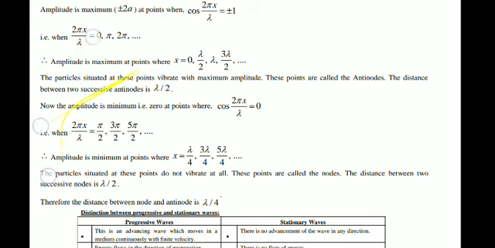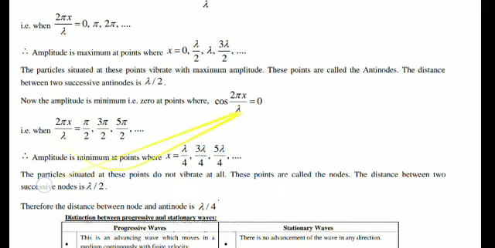So when 2 pi x divided by lambda has these values, then cos of 2 pi x divided by lambda will be plus minus 1, and then the amplitude will be equal to plus minus twice a, which is maximum. So the amplitude is maximum when x equals, since 2 pi x divided by lambda is equal to 0, x will also be 0. When 2 pi x divided by lambda is equal to pi, then x will be lambda by 2. For 2 pi, x will be equal to lambda. For 3 pi, it will be 3 lambda by 2, likewise. So when x has these many values, only then will the amplitude be maximum.